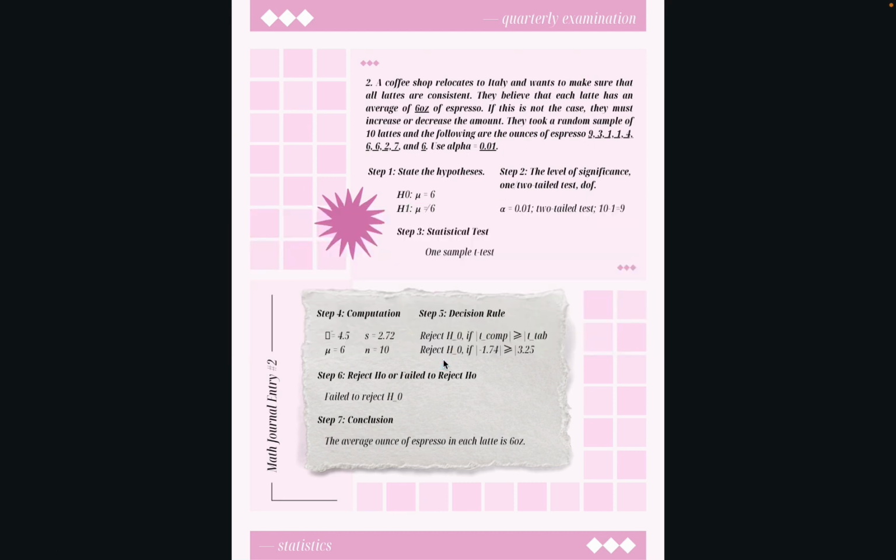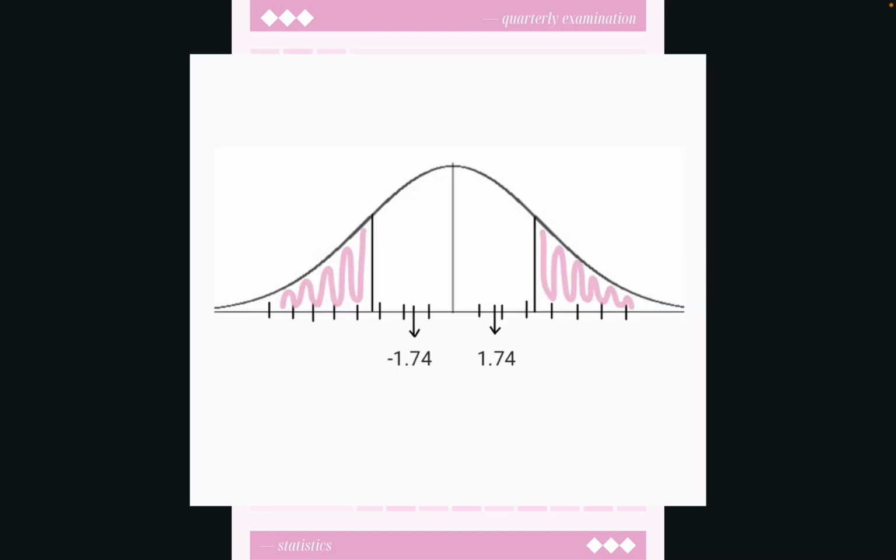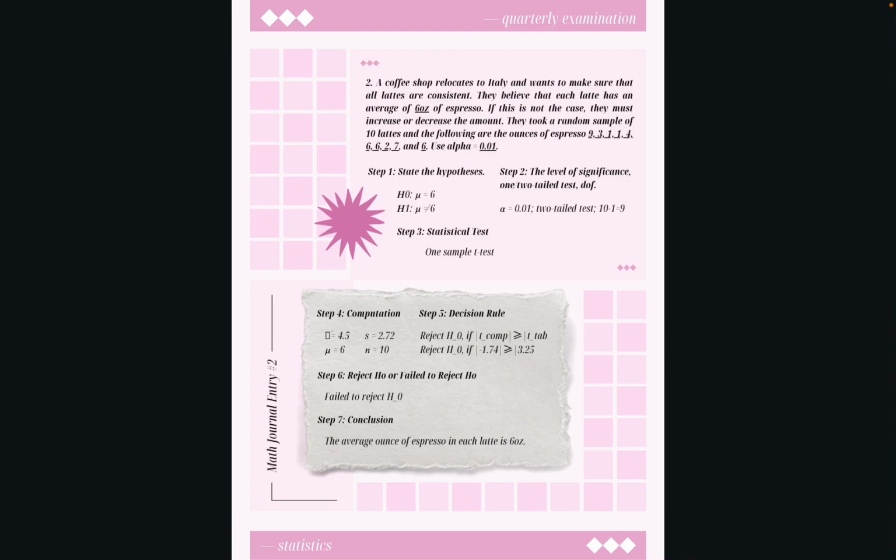Now for the decision rule, reject H0 if T-comp is greater than or equal to T-tab. Reject H0 if negative 1.74 is greater than or equal to 3.25. The graph here shows the rejection area was not met. So fail to reject H0, and therefore the average ounce of espresso in each latte is really 6 ounces.